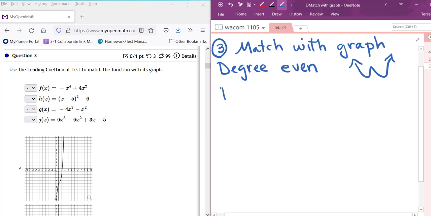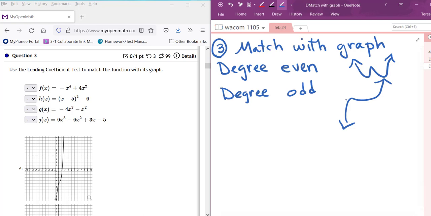If your degree is odd, it's like a cube graph. So it doesn't matter if it's 3, 5, or 7. It's going to look basically like this, and that one's not perfect. It's squished out, right? If you have a negative leading coefficient, then it will flip it upside down.